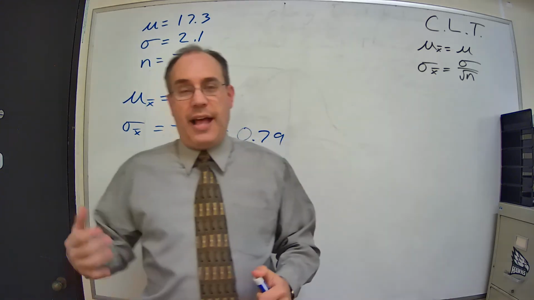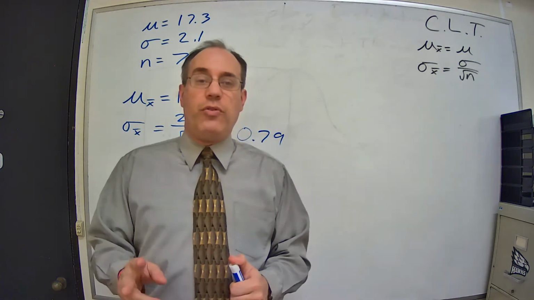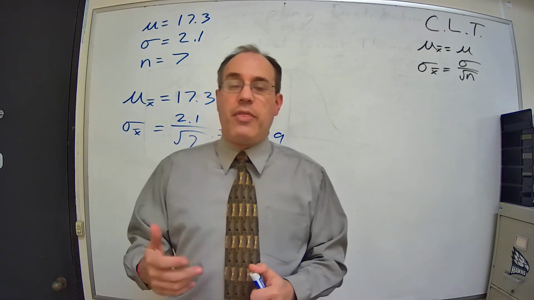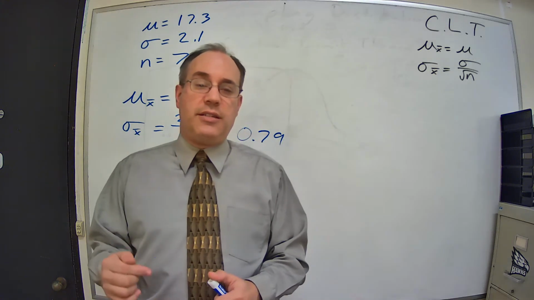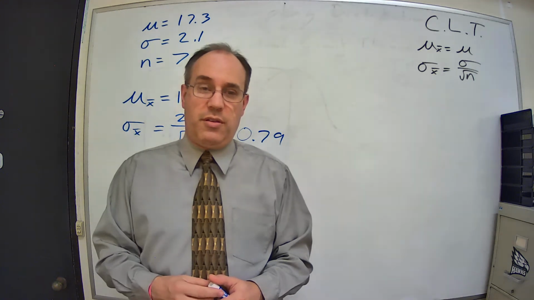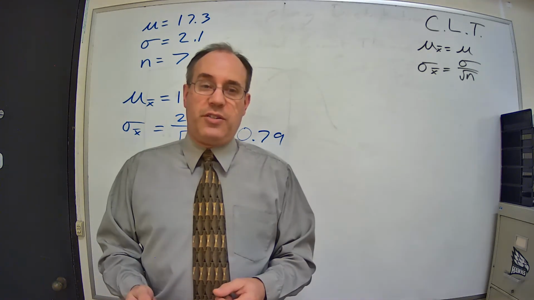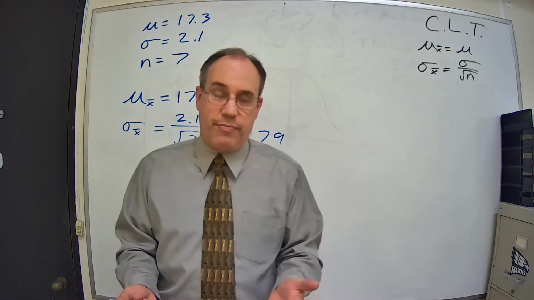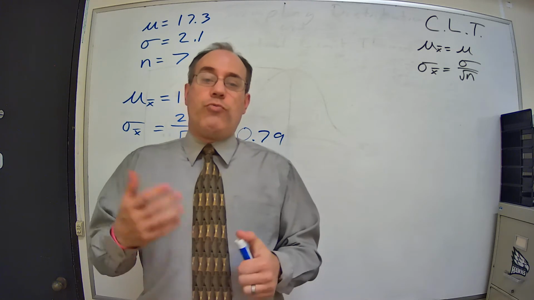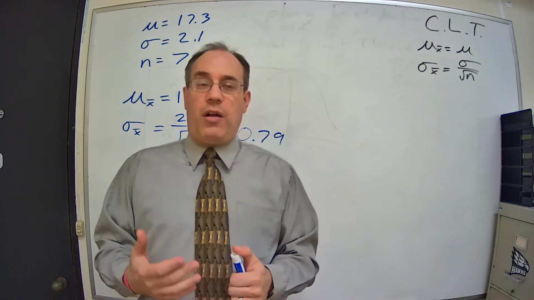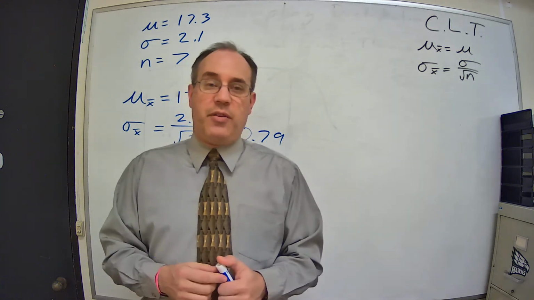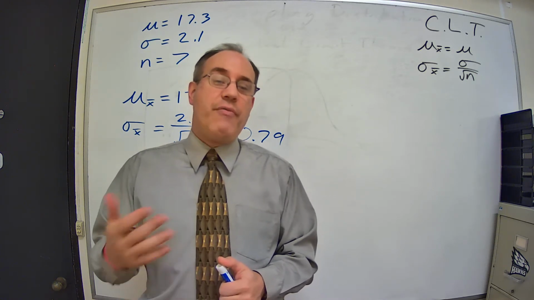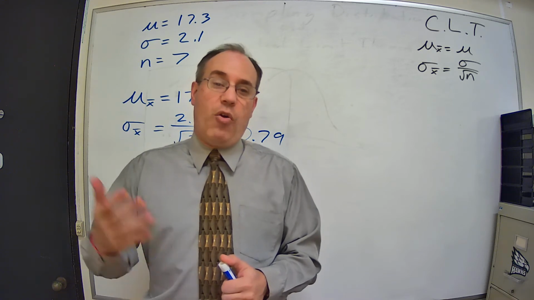Think of it this way. If I have a class of 30 students and 2 of them are over 6 feet tall, then the probability of me randomly selecting an individual who's over 6 feet tall would be 2 out of 30 or 1 over 15. Well, what happens if I take a sample of 5 people? What's the probability that their average height will be over 6 feet tall?